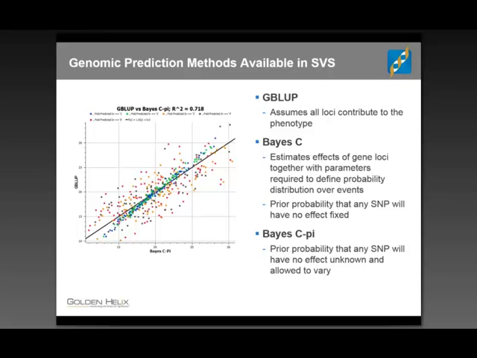SVS currently has 3 genomic prediction methods available. GBLUP, which assumes that all the loci contribute to the phenotype. Bayesian, which estimates the effects of the gene loci together with the parameters required to define the probability distribution over the events, and it assumes that the prior probability that any SNP will have no effect is fixed. By default, we fix this at 50%. And then Bayesian pi will also allow that prior probability for the SNP to vary.